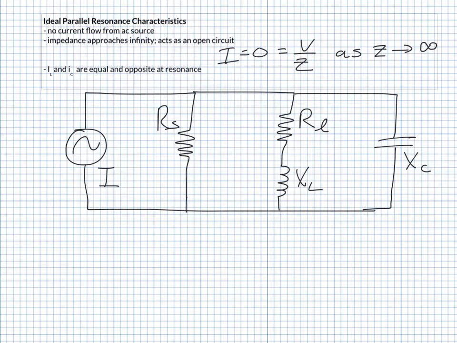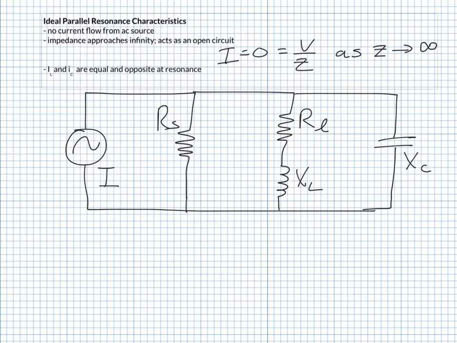Okay, next, let's look at the ideal resonance characteristics. So, first of all, let's understand that there's going to be no current flow from the AC source, unlike when we saw in a series circuit where you had maximum current flow. There will be no current flow from the AC source. Okay, so what does that really mean?